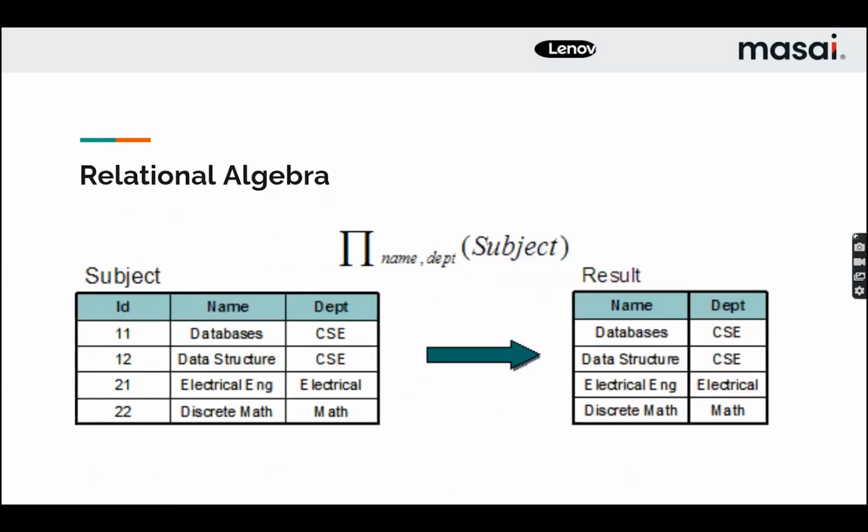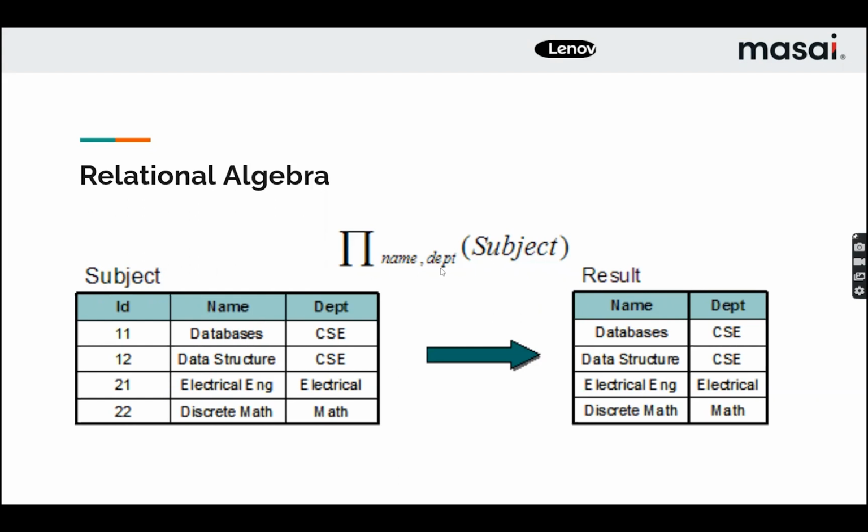Suppose I'm taking an example of relational algebra. I have a subject table with ID, name, and department. But I only want the name and department columns. In that case, I will write pi. Pi is actually for the projection, for getting the columns.